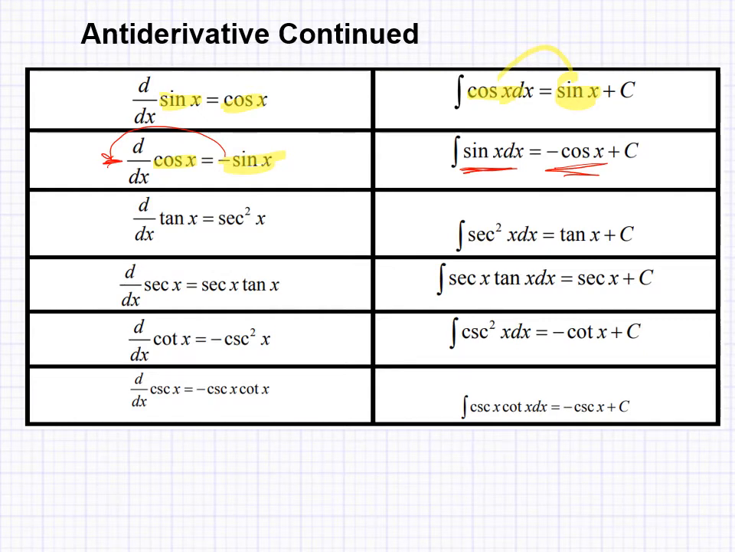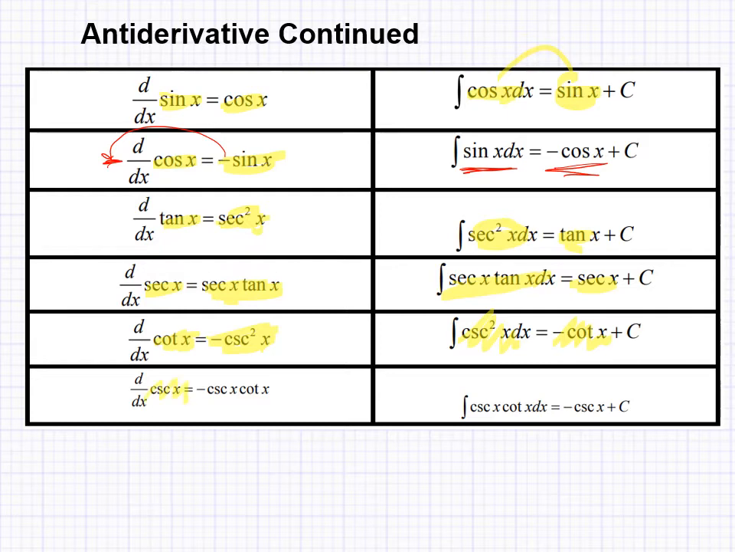So anyway, we know that the derivative of tan x equals secant squared. So the integral of secant squared should equal tan x. The derivative of secant x equals secant x times tan x. So the integral of secant x times tan x equals secant x. A couple more. The derivative of cotan equals negative cosecant squared. So the integral of cosecant squared equals negative cotan.